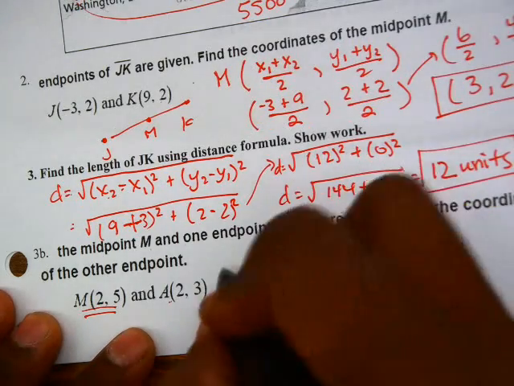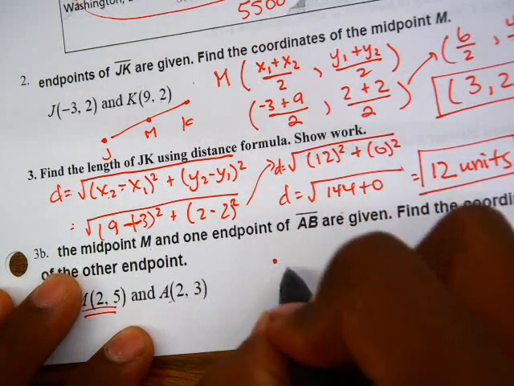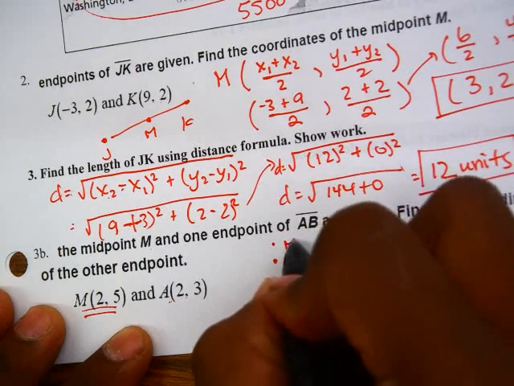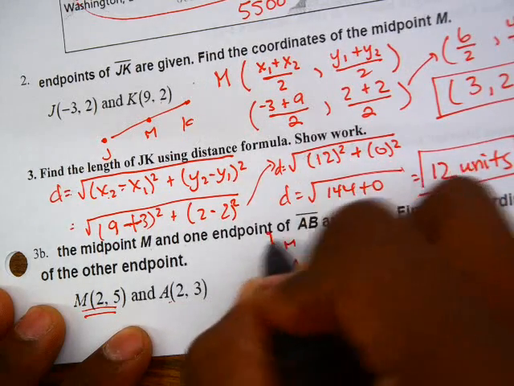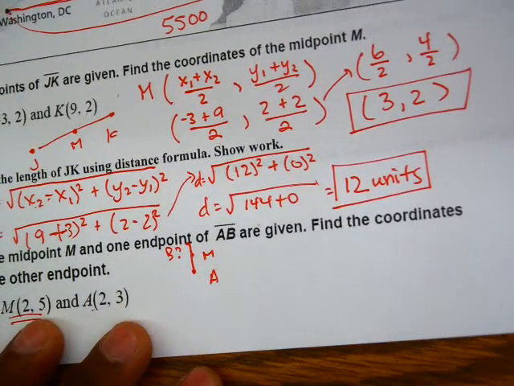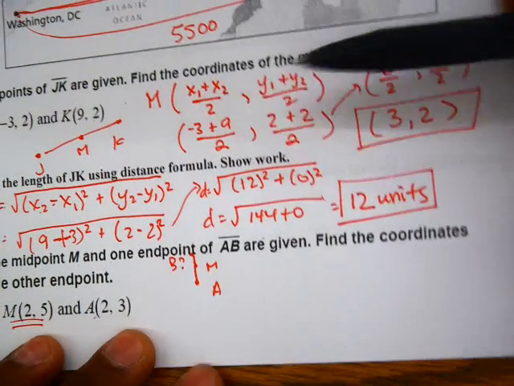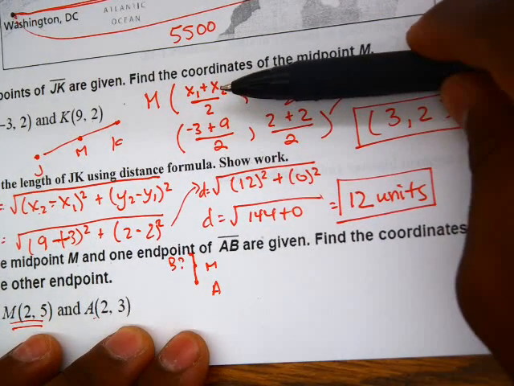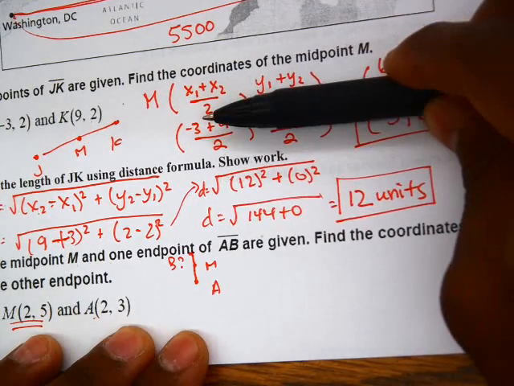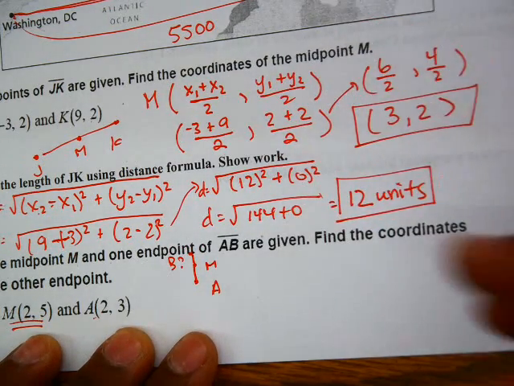3b is saying, here's A, here's M somewhere. I need to find where B is, and I don't know where it is. So you kind of work your way backwards. In the midpoint formula, you add the x's together, or add the coordinates together, and then divide by 2. So I'm going to reverse that. I'm going to start with the midpoint.